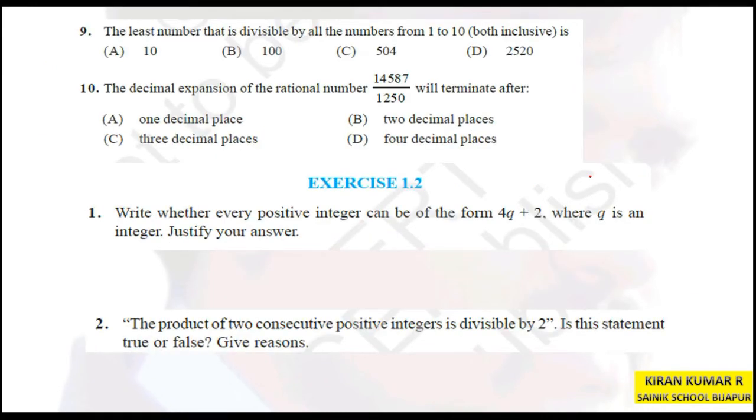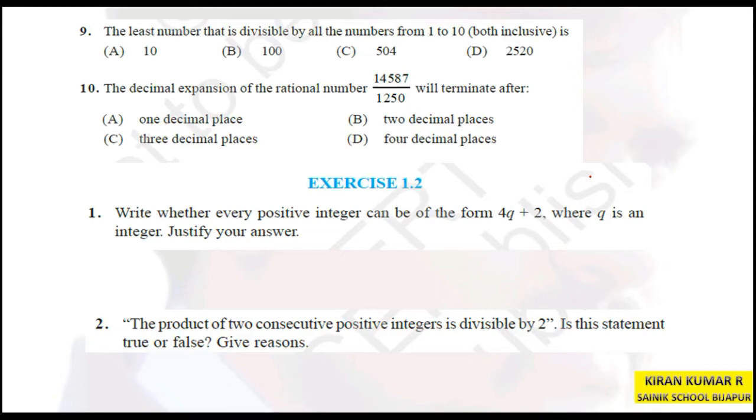Let us solve the ninth question. The least number that is divisible by all the numbers from 1 to 10, both inclusive, is option A 10, option B 100, option C 504, option D 2520.